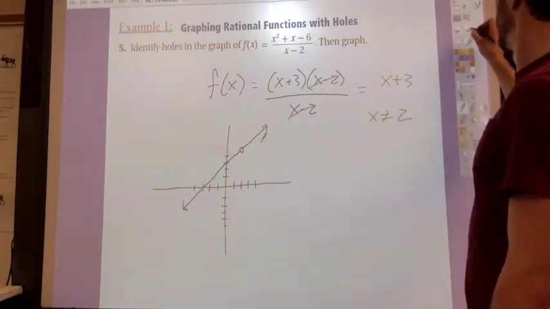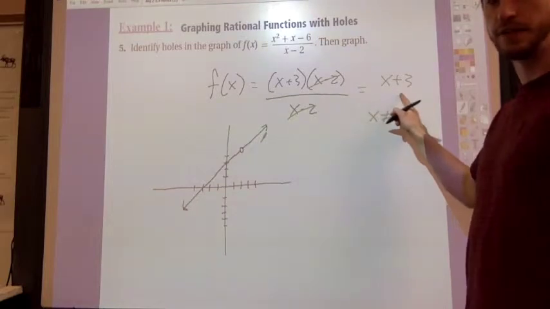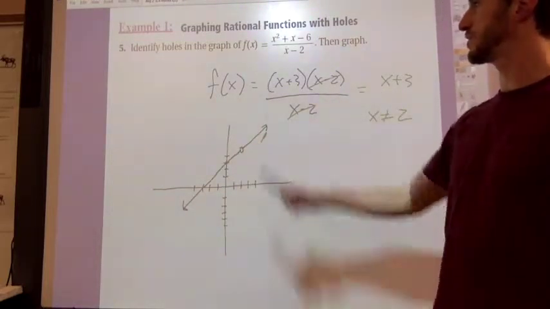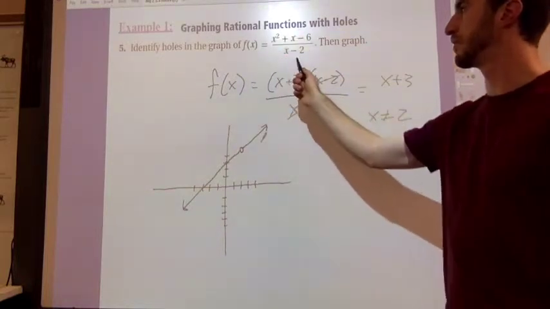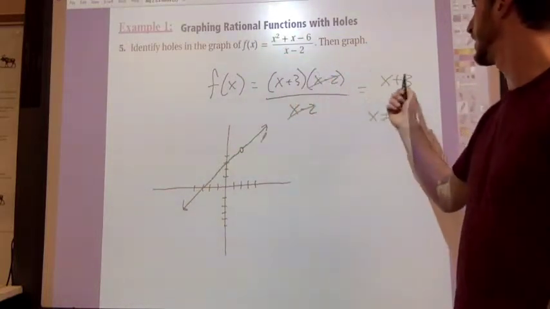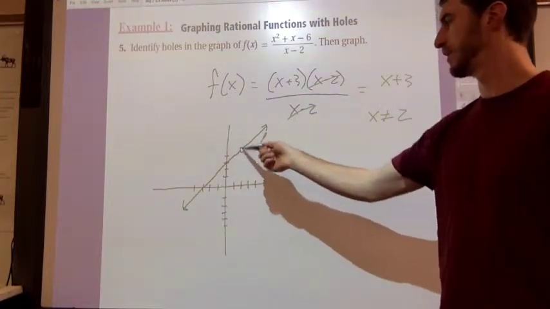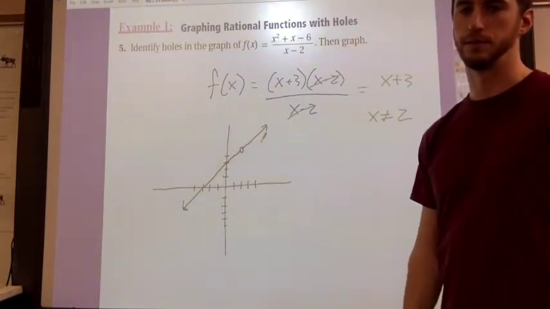All right. If we started out with x plus 3, it would not have a hole there. But since we started out with this rational function and we simplified it to x plus 3, it's the same thing as x plus 3, except that it has a hole at x equals 2.